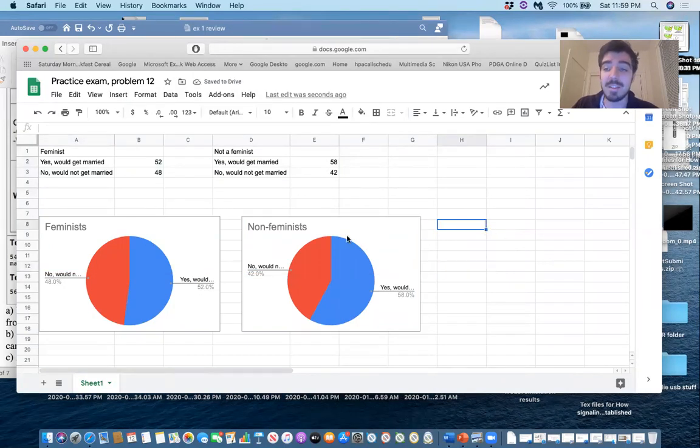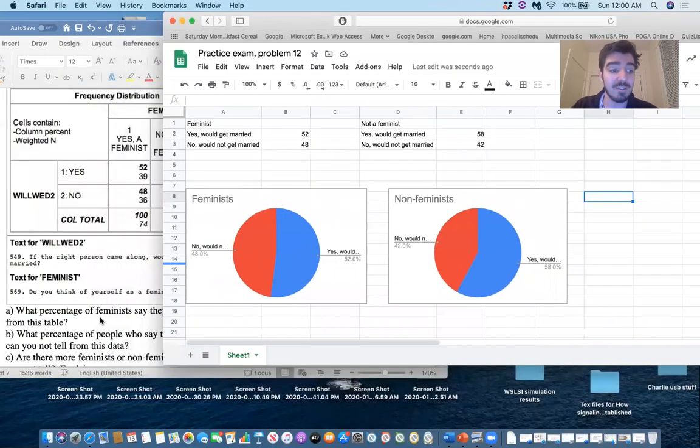You don't have to construct these, and you might not have when you made this problem, but I think that, if possible, since we have such a small table, let's construct these. This might actually make things a little easier for us. Within each of these pies, we have the blue slice being the people who said yes, I would get married if the right person came along, and the red slice being no, I would not. Now let's look at the questions that are asked of us.